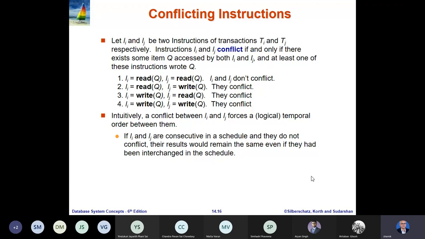So intuitively, a conflict between Ii and Ij forces a logical temporal ordering between them. So if we say that I am going to follow Ii followed by Ij, then if we do it the other way, there will be a conflict, if at least one of them is a write operation and both of them are accessing the same data item Q. Okay.